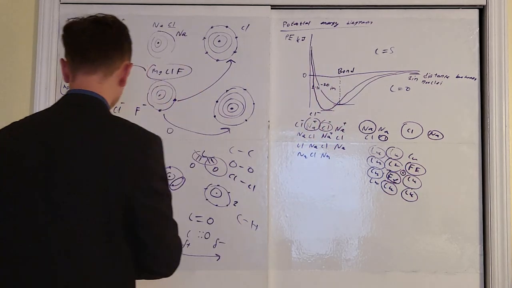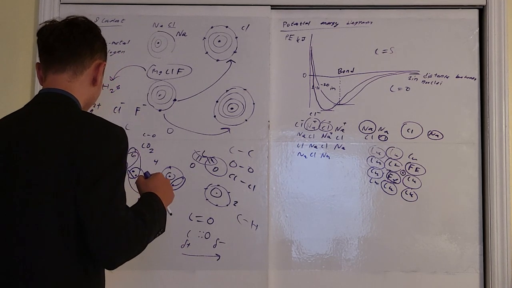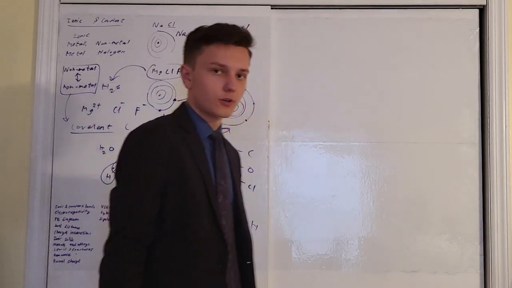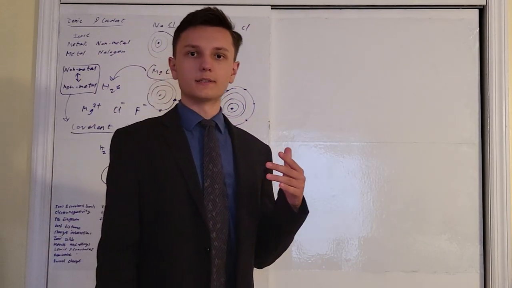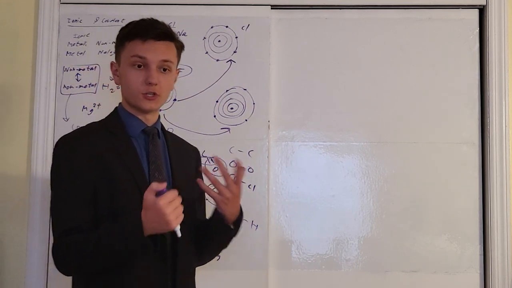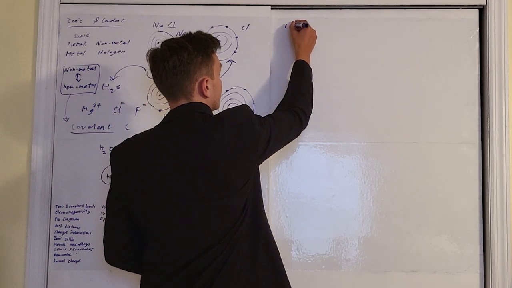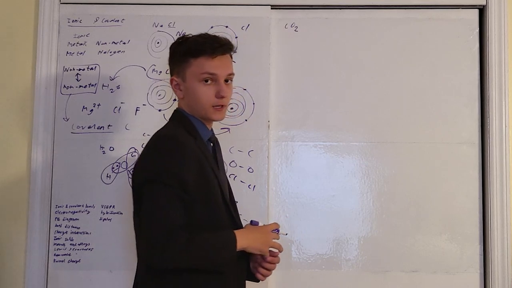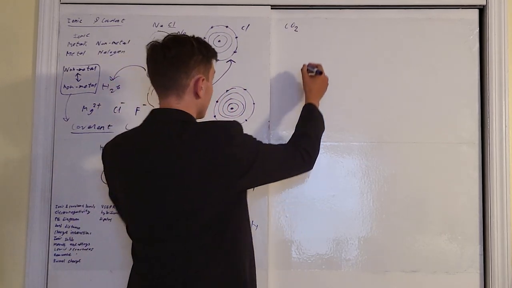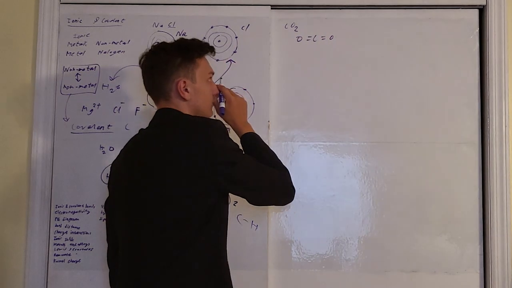What else do we have to cover today? Oh, my favorite, Lewis structures. So what is a Lewis structure? A Lewis structure is an attempt to represent or visualize a molecule, okay? So we've got the molecular formula for carbon dioxide, CO2. The Lewis structure for CO2 would be C double bond O double bond O, okay?